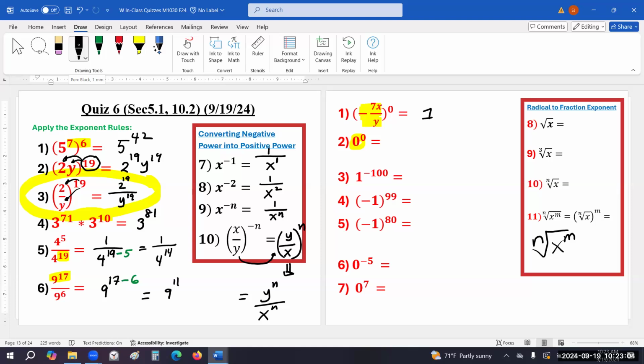Kevin, right? Next one. What is 0 to the 0? Undefined. We have no idea. So for 0 power, there are 2 rules. Anything to the 0 or 0 to the 0. 0 to the 0 doesn't exist. Anything to the 0 is 1.